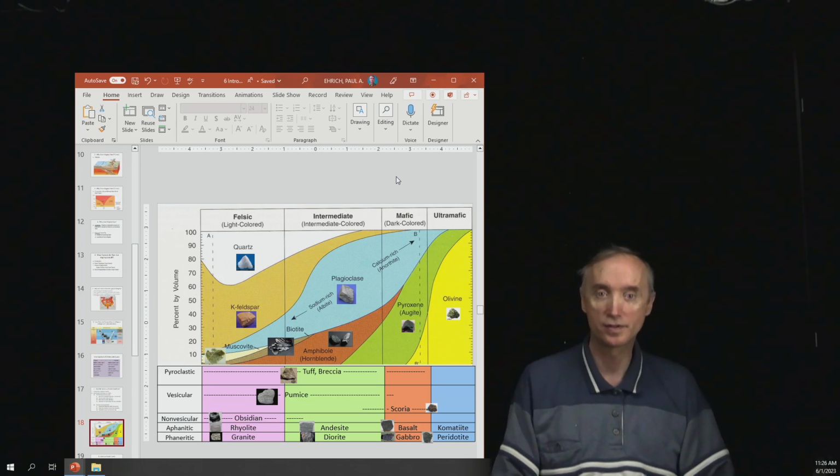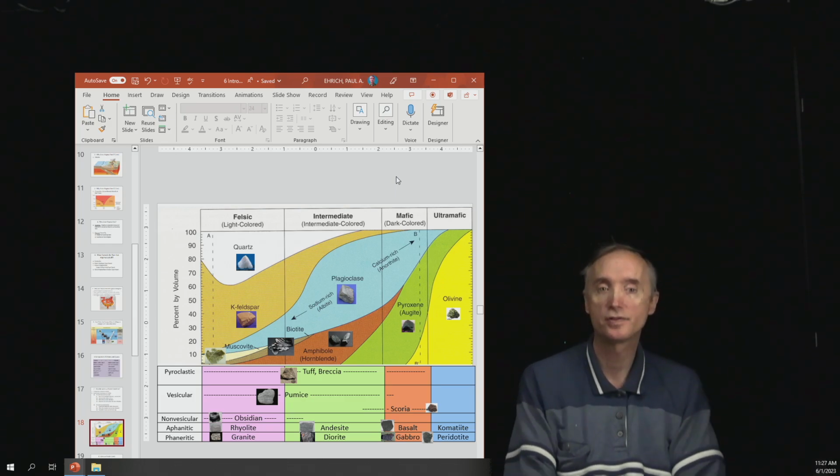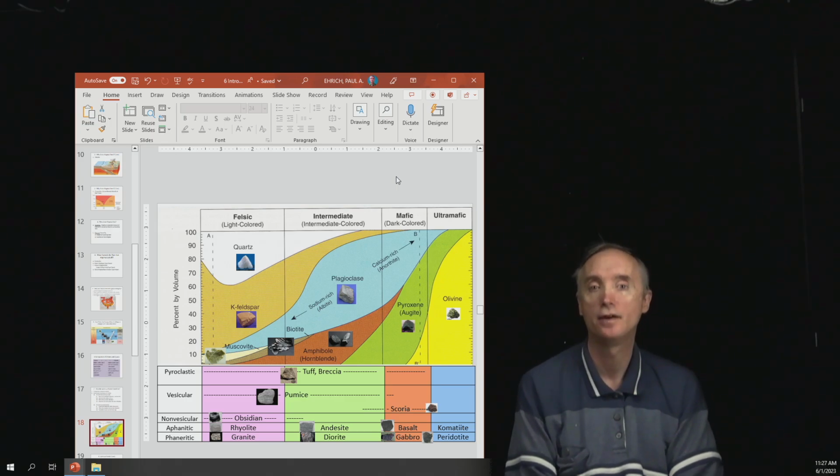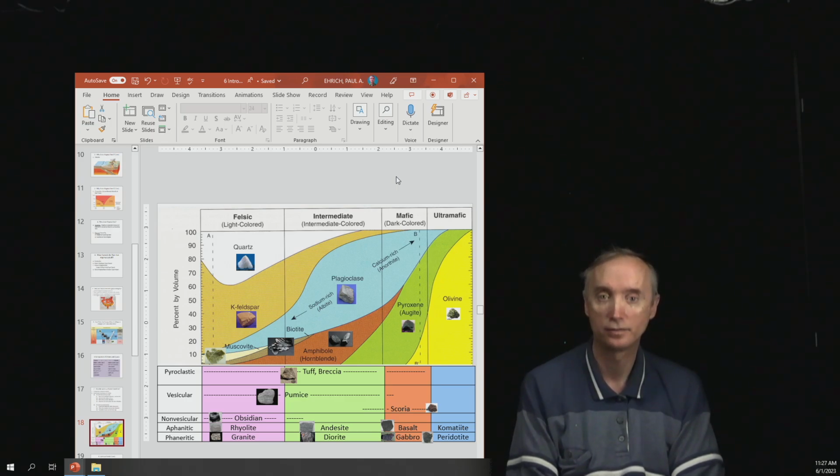Okay, then you have vesicular. The vesicular is the one that has the gas holes in it. An example of that would be scoria and also pumice. And notice that pumice tends to be a felsic rock, but notice that scoria tends to be a mafic rock. So that would be important to know for the exam.